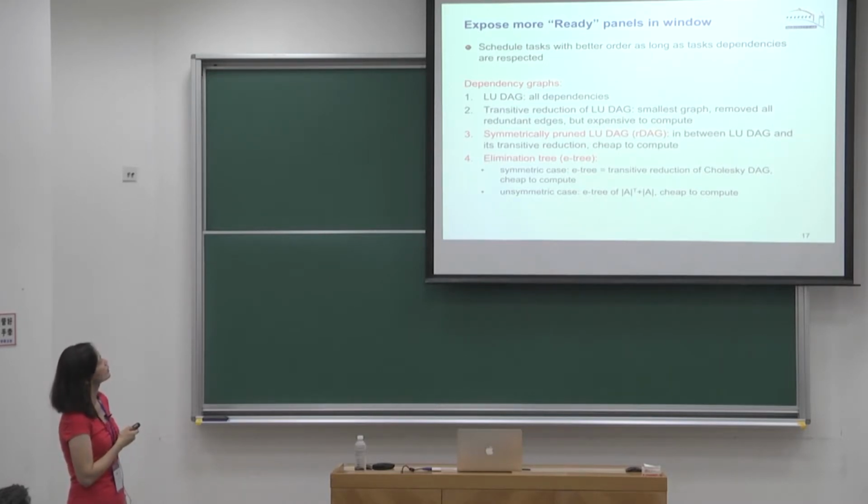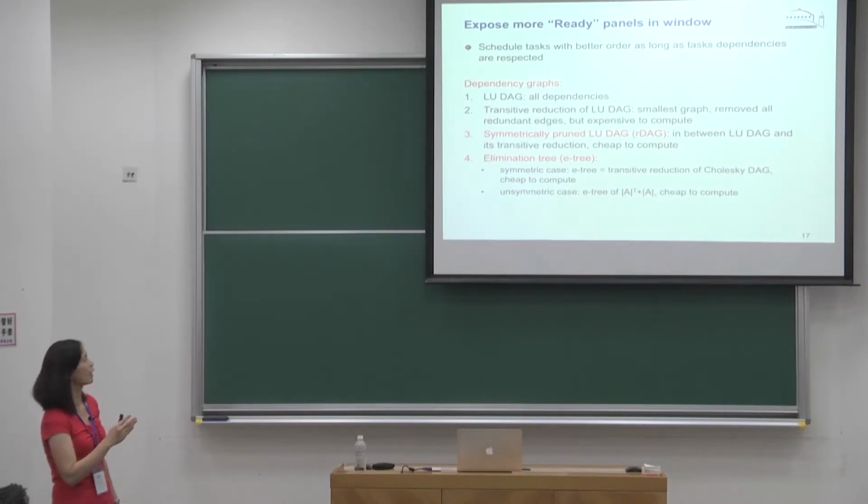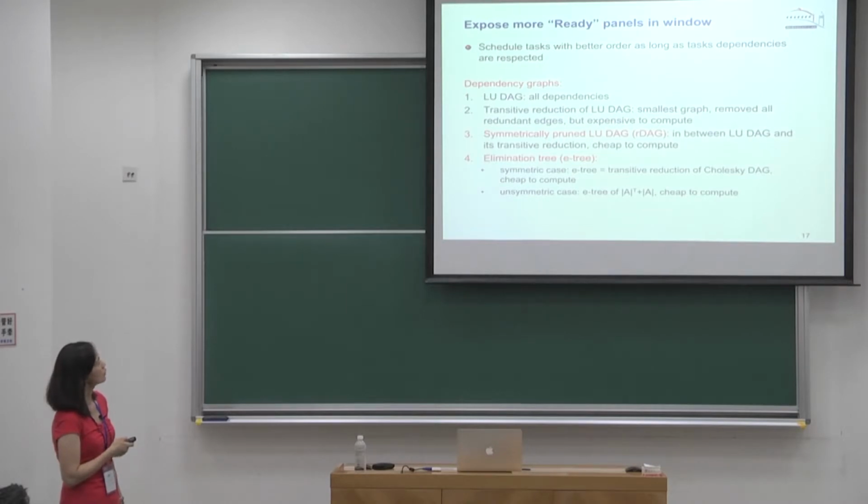One thing you can do is take a look at the whole graph, the entire graph. But usually we don't use this because this LU DAG is big. It takes a lot of memory to store. So we can talk about the transitive reduction of the LU DAG, which gives you the minimum dependency, but still removes a lot of edges. And there's something more technical called the symmetrically pruned LU graph, which we use. So in our code, we actually use these two graphs. Another one is the elimination tree, which is relatively simple. But in the non-symmetric case, we don't have a good way of doing that, so we use the elimination tree of a symmetrized matrix.